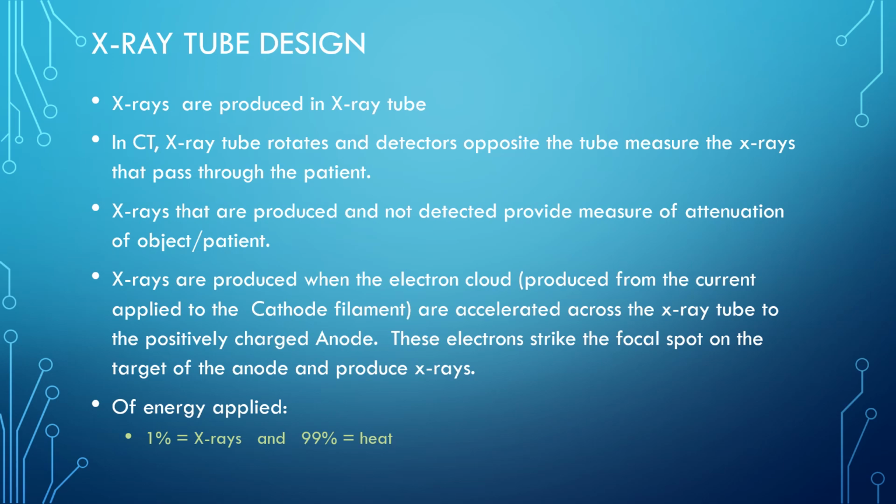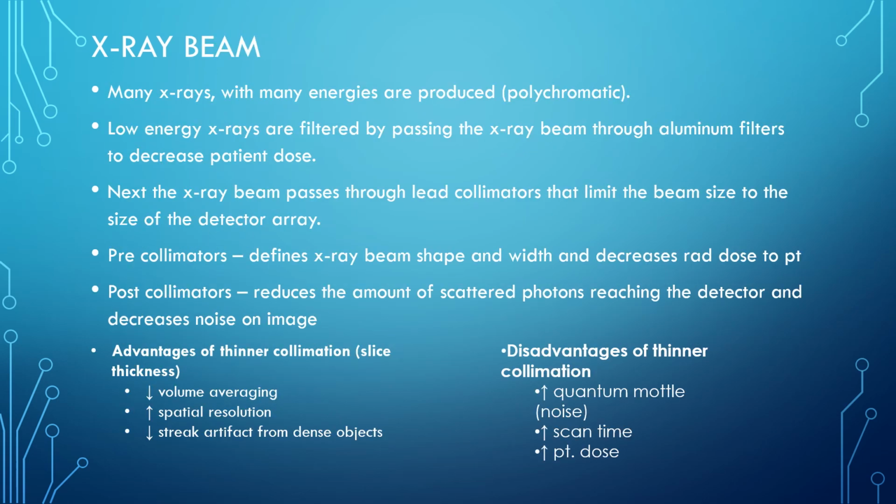And the X-rays are produced when the electron cloud is accelerated across the X-ray tube to interact with the anode. Of the energy applied, about 1% is X-rays and 99% is heat. So it's very important that CT scanners have a good cooling system built into them to keep them from overheating. Many X-rays with many energies are produced, and the low energy X-rays are filtered out by passing through the aluminum filters to decrease the patient dose.